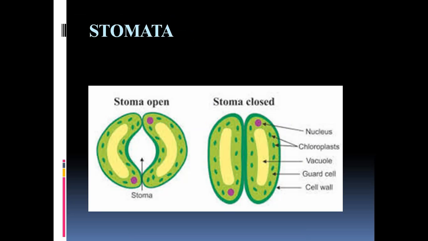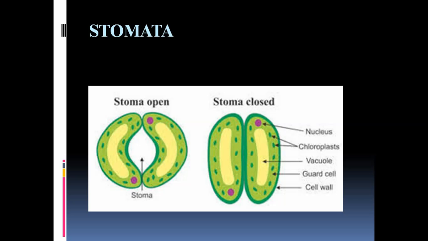Stomata has two bean-shaped cells. You can see in the picture, these are called guard cells. In between the guard cells we have a small opening, which we call the stoma. The guard cells have a nucleus as well as chloroplasts, so they can perform photosynthesis during the daytime. They also have vacuoles and, naturally, a cell wall, as they are plant cells. You can see the picture of stomata open and stomata closed. The stoma is the opening gap in between the two guard cells.